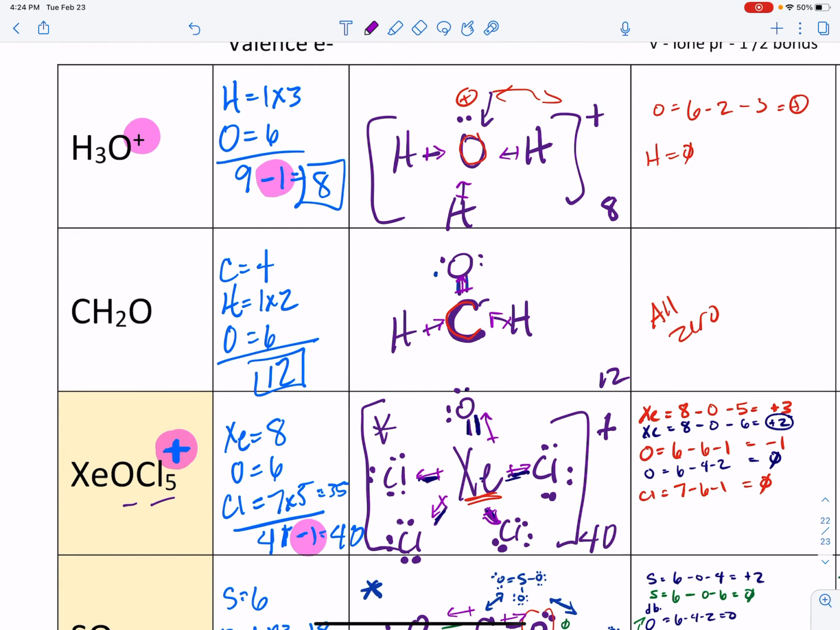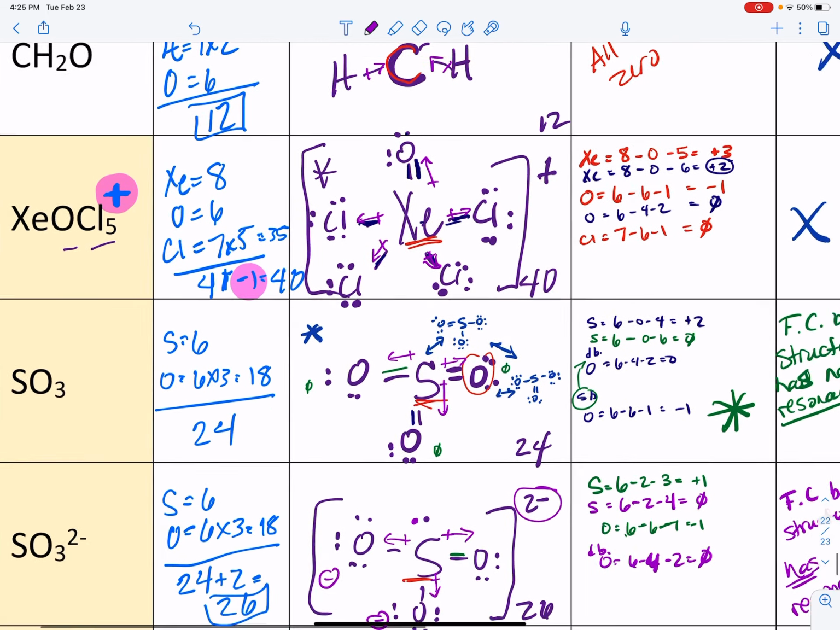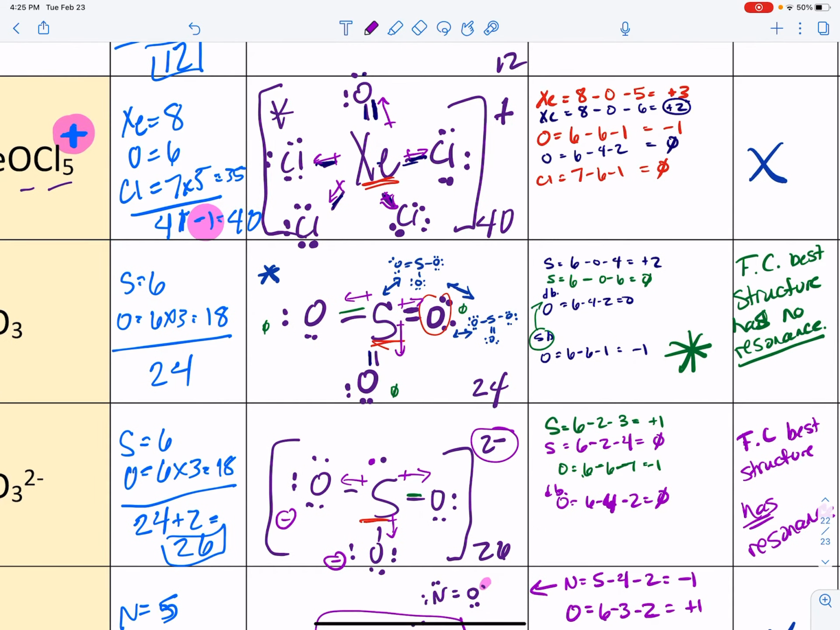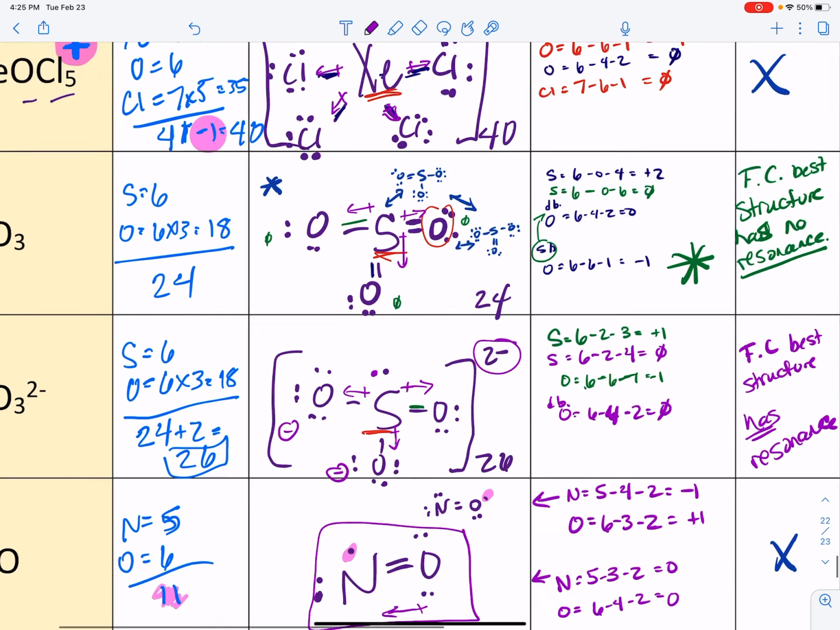Then you should see all the arrows going in towards the oxygen. In this case, the hydrogen arrows are going towards the carbon, but then the carbon is going towards the oxygen. That's the electrons in those bonds. There's our xenon going towards our oxygen and out towards all of our chlorines. Here's our sulfur. Both cases of the sulfur, the electronegativity goes towards the oxygen.